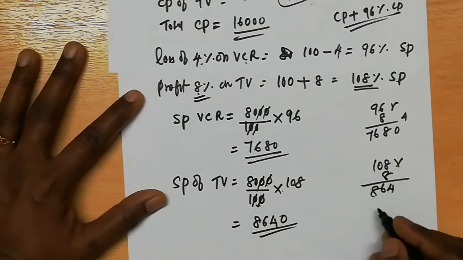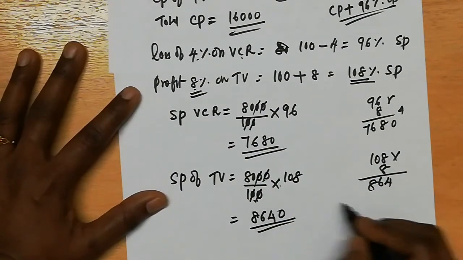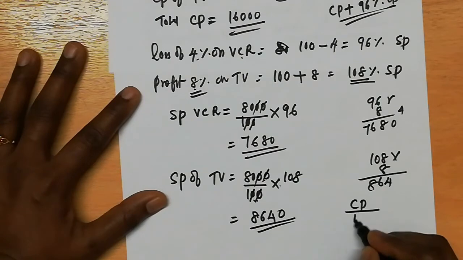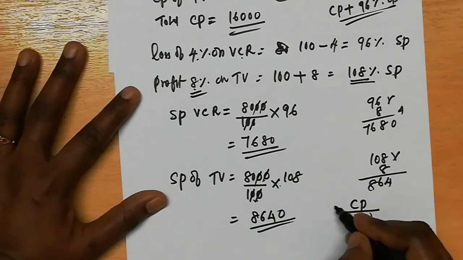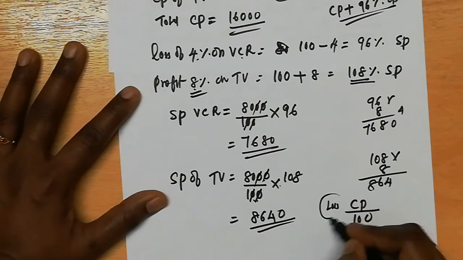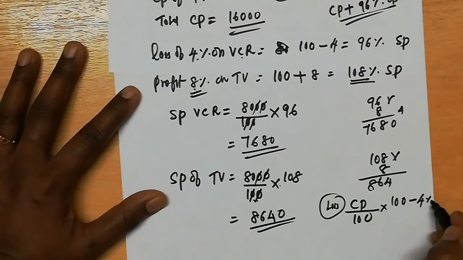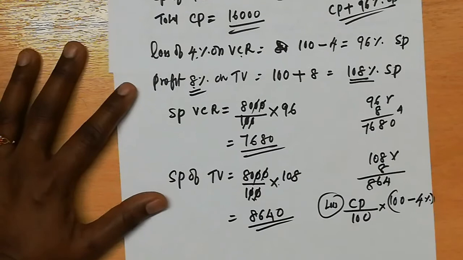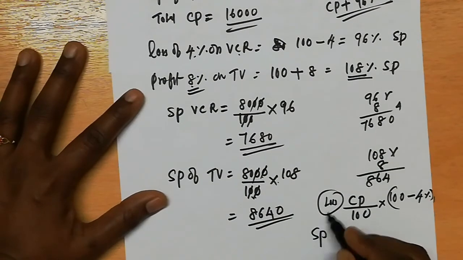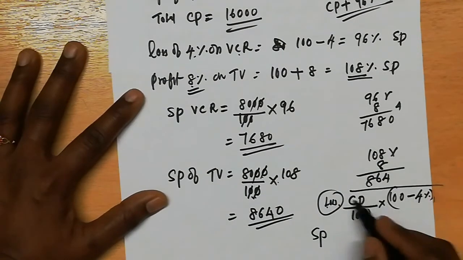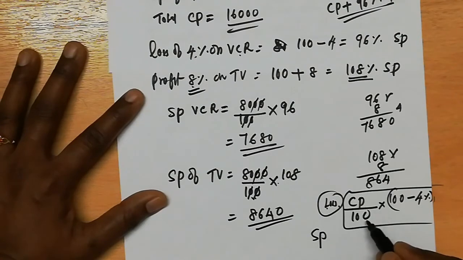Otherwise you can write it like that also. What is the cost price divided by 100? In the case of loss, what do you have to write? Into 100 minus the loss percentage. So the selling price can be found in the case of loss with this equation: cost price divided by 100 into 100 minus 4%.